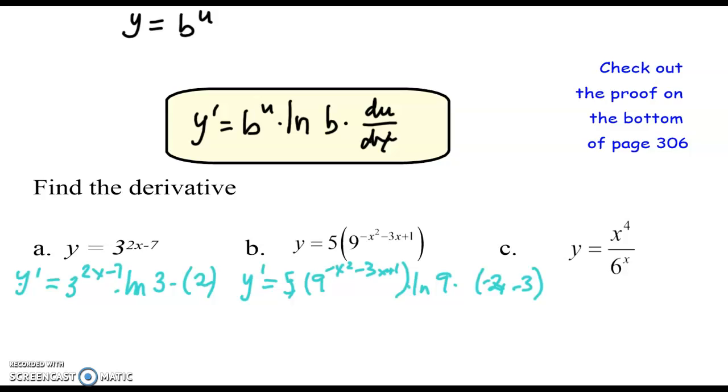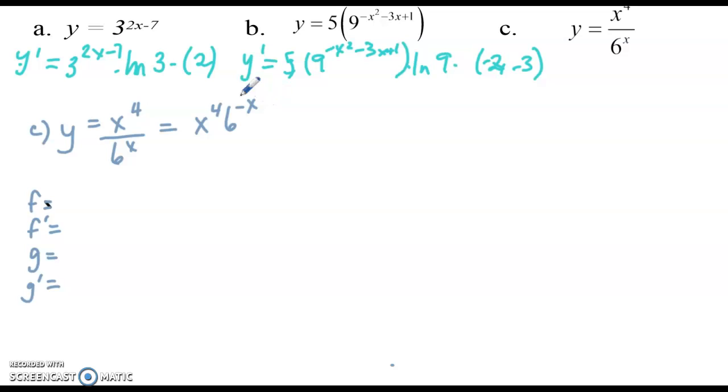Okay, let's move the page down and do C. C, I've rewritten like this, just to get this into the numerator. We see variables in both parts of this term, so we're going to have to use the product rule. I've written this out. We've got f and g. Let's see if you can find the derivative of those. Okay, they're all not bad.